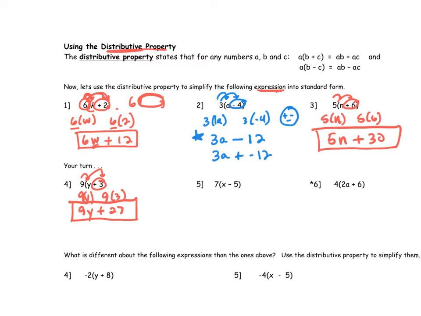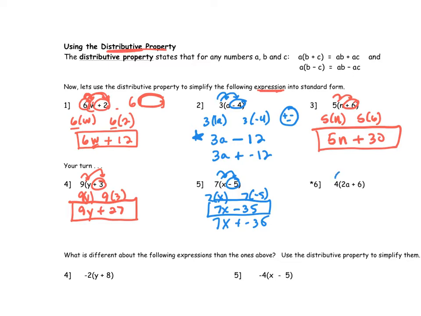Would you pause and try number 5 on your own? Very similar. All right, so the answer to 5 is 7x minus 35, or 7x plus negative 35 if you prefer. You're going to notice there's a star in number 6. What do you think looks different about that?